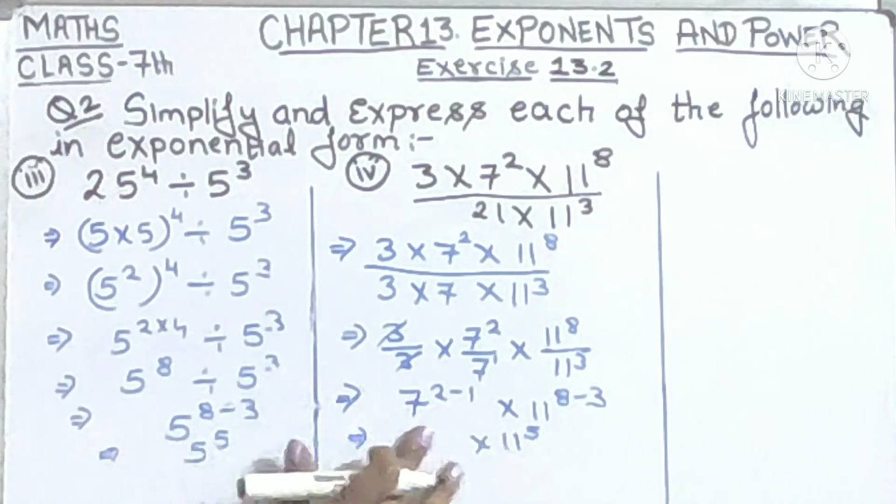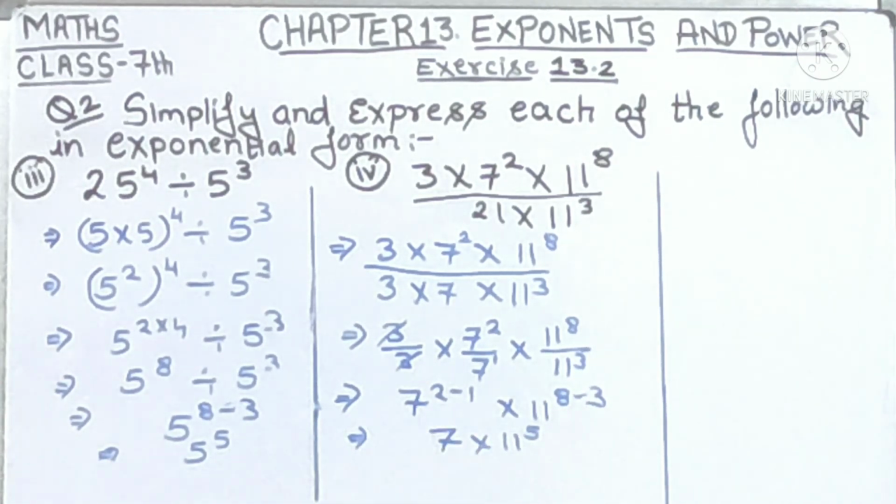So the answer is 7 into 11^5. So here we complete the fourth one. And I hope that you have understood the first, second, third and fourth parts. In the next video, I will solve the remaining parts of question number 2.